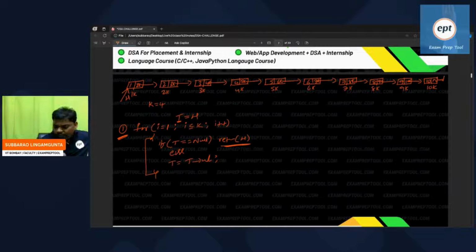So it will ask every person, first person, are you there? No, return head. At anywhere, if he gets to know that k people are not there, he will simply stop and he will return the head.